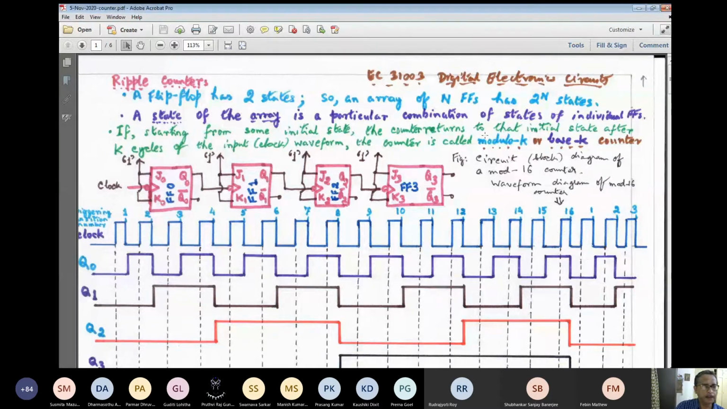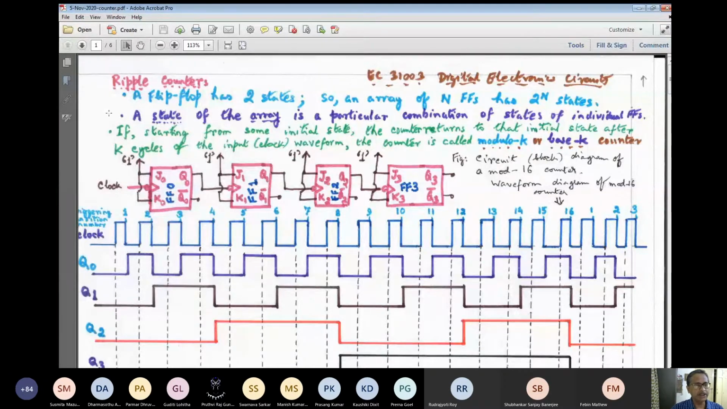Okay, so let us begin with the basics. A single flip-flop has got two states. An array of n flip-flops has got 2 to the power n states. A single flip-flop means set and reset state, set or clear. Now, by a state of the array, what do we mean? We mean a particular combination of states of the individual flip-flops.